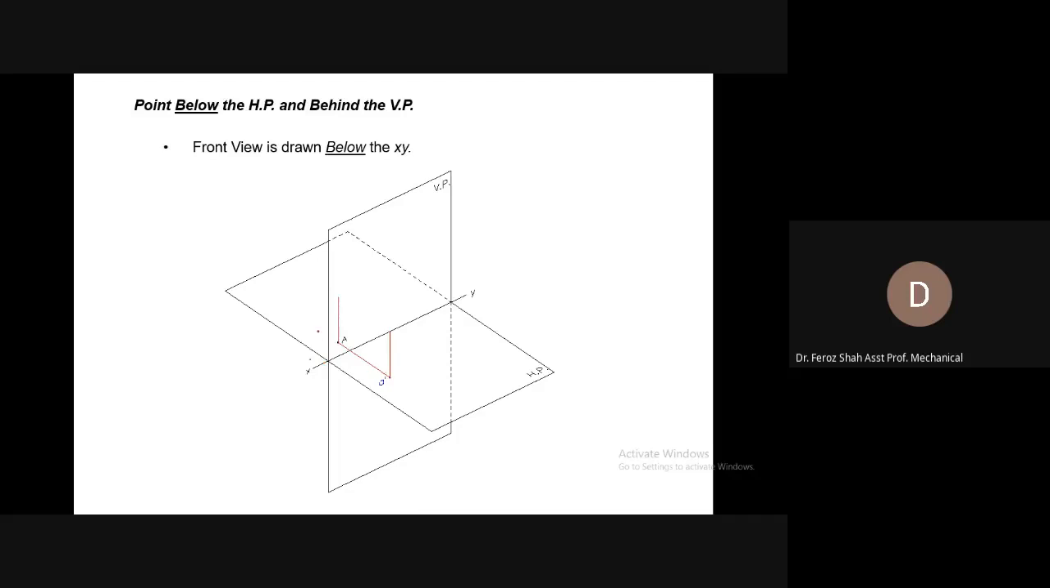Now in the third angle projection, looking at this point A from this side or from this side, its image or projection would be drawn on the vertical plane, as the front view will always be drawn on the vertical plane. So look at this. As the point is below the horizontal plane, its front view is also coming below the XY reference line.